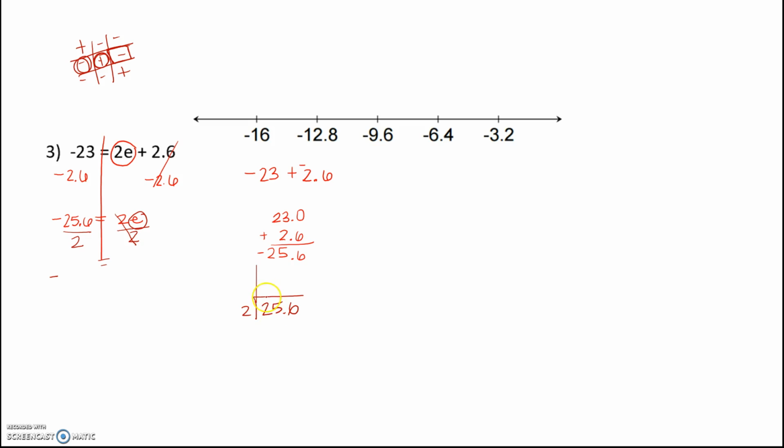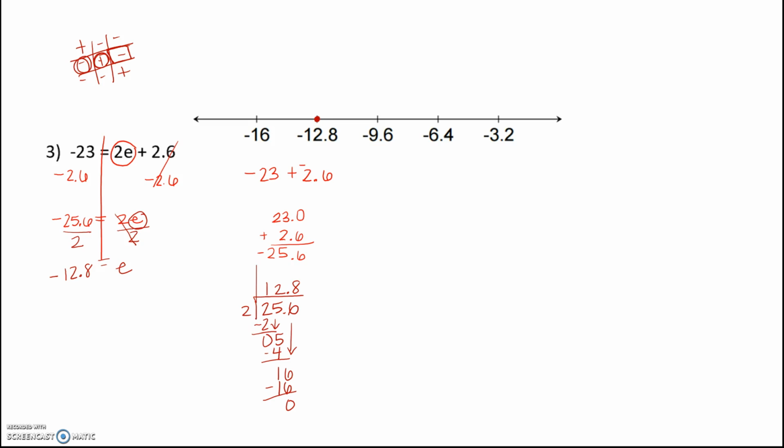Now I'm going to divide. So 2 divided by 2, so 1 times 2 is 2. I subtract, I get 0, bring down my 5. 2 times 2 is 4. I subtract, I get a 1. Bring down my 6, make sure my decimal point's up there. 2 times 8 is 16. I subtract and get a 0. So my answer is going to be negative 12.8 equals E. Okay? All right, so I'm going to go over here and go to negative 12.8.